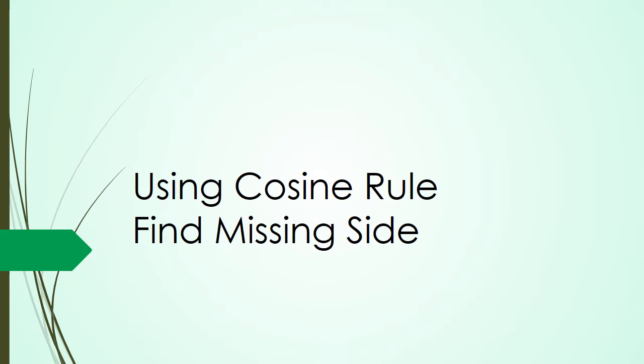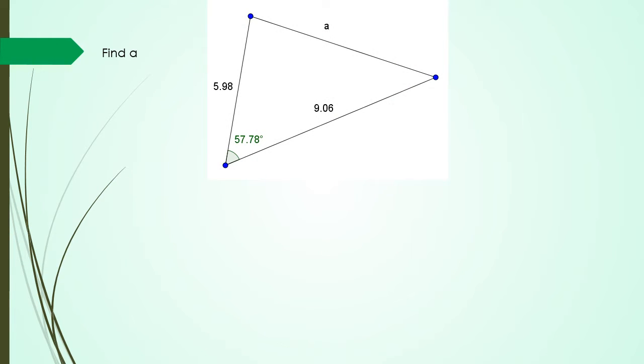Hey guys, in this session we're going to be looking at using cosine rule to find the missing side. Okay, so in this question you've been asked to figure out what side a is. So the first thing we need to do is label our sides and angles.